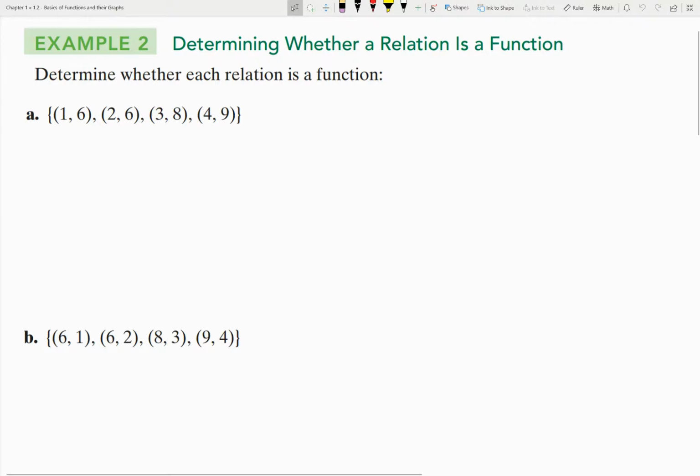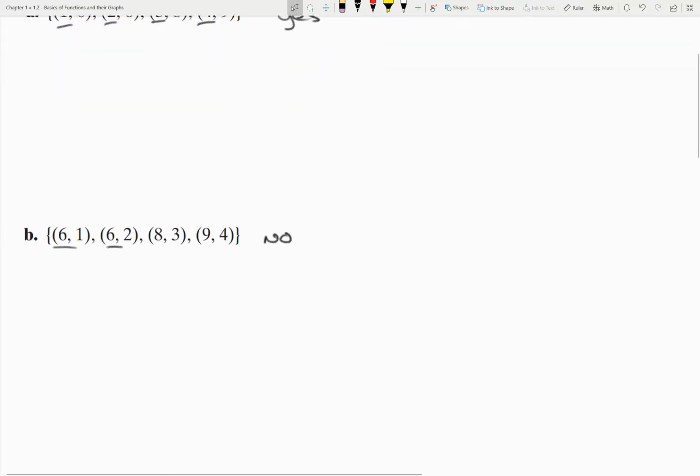So let's determine whether each of these relations is a function. If we look at A, every x value is different. So yes, that is a function. For part B, those two are the same input, different outputs. No, that is not a function. It's still a relation, still data. We can still graph it, we can still manipulate it, we can still do whatever we need to do with it, but it's just not a function.